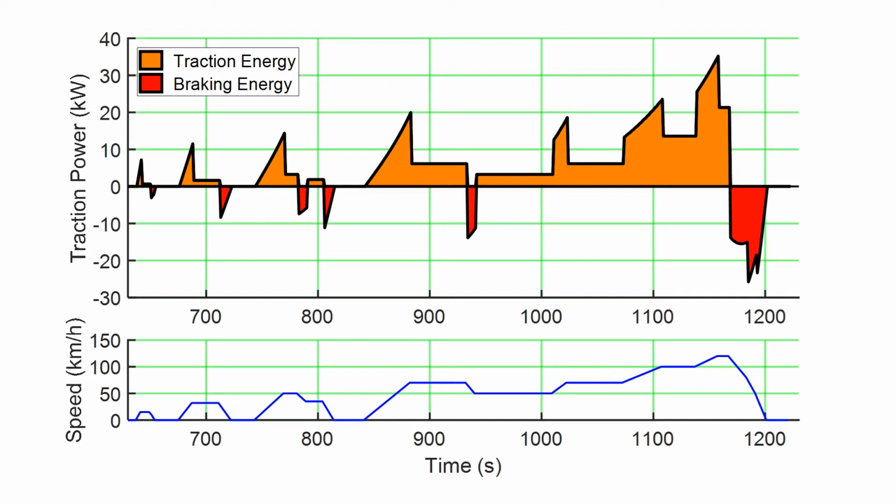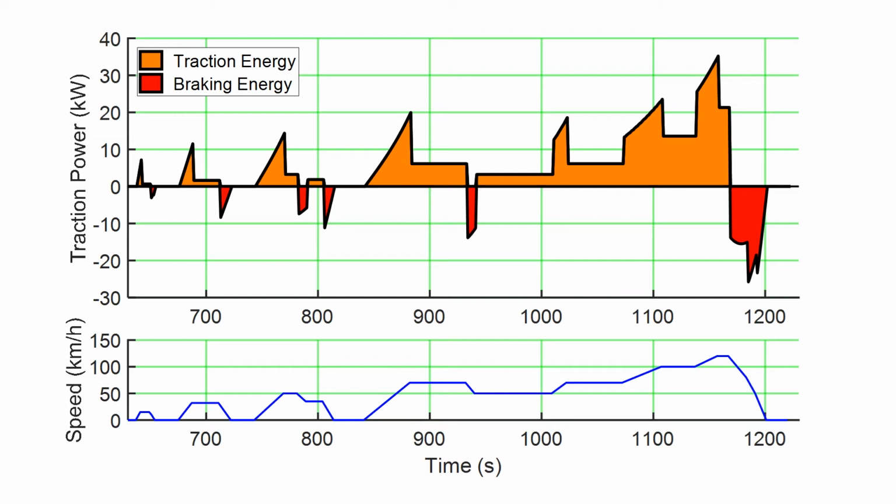Therefore, we should rather calculate one energy when the traction power is positive, illustrated by the orange area in the diagram, and another energy when it's negative, illustrated by the red area. Note that the positive energy is the energy when the powertrain is in traction mode, and the negative is when the powertrain is in braking mode. In coasting mode, the traction power is always zero, and therefore there is no energy used in that mode.